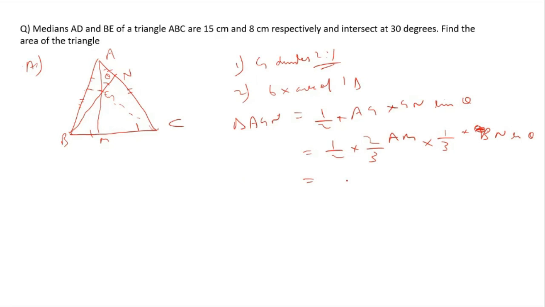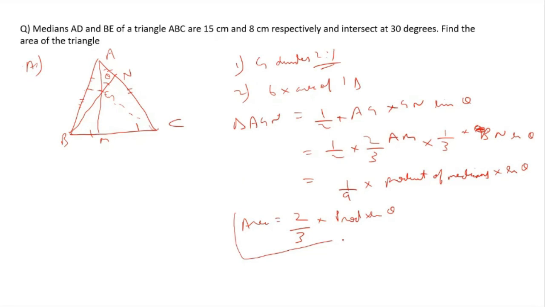So this basically gives me 1/9 into the product of medians. AM is the median, BN is the median. So I've written this expression in terms of medians: 1/9 into product of medians into sine theta. This is the area of one small triangle. As we have discussed multiple times, 6 into this will give you the total area. So 6 into 1/9 is 2/3 into product of medians into sine theta. This is the standard result that you can directly apply.